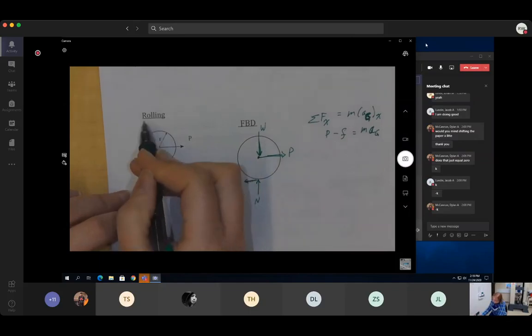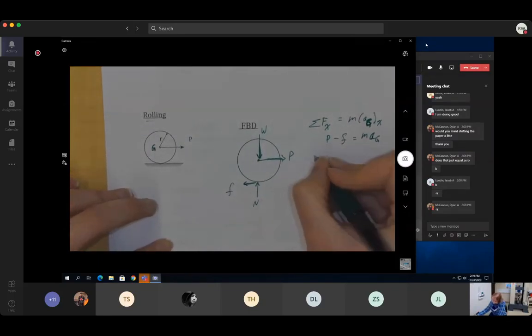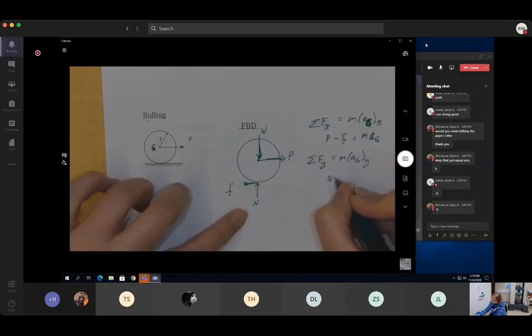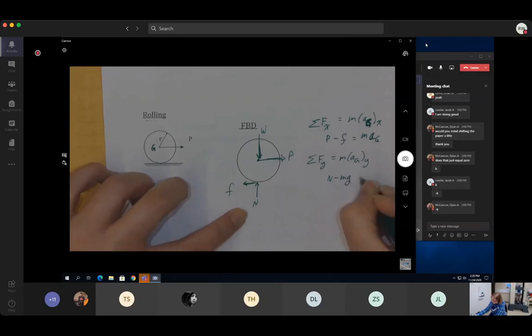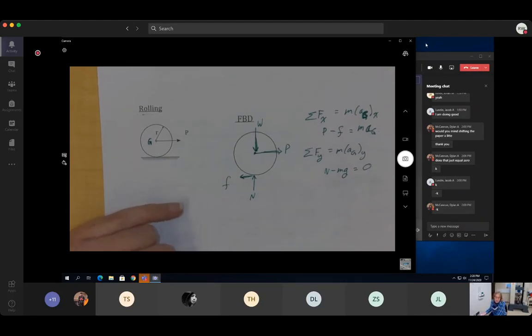If we're rolling, we probably are not traveling in a vertical direction, which means sum of forces in y, a_g in the y direction, is zero. So we have normal force minus mass times acceleration due to gravity needs to be equal to 0. Which is why I took the x off of the a sub g above.